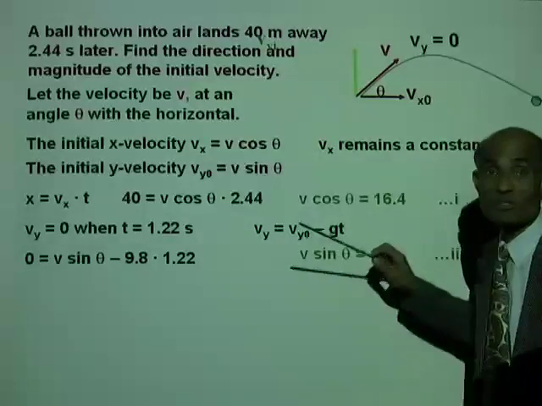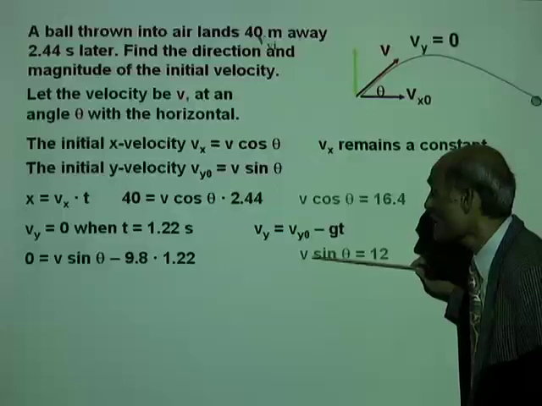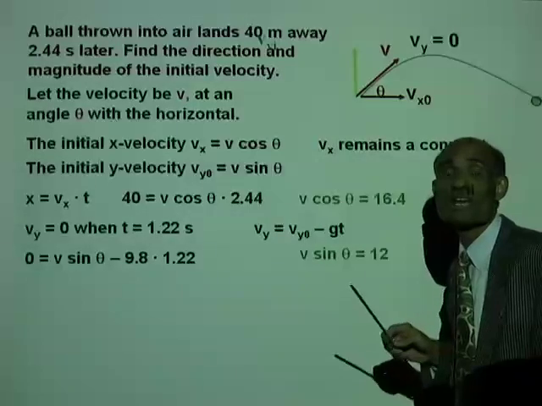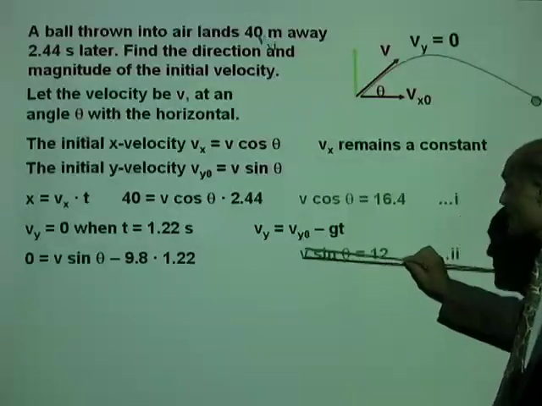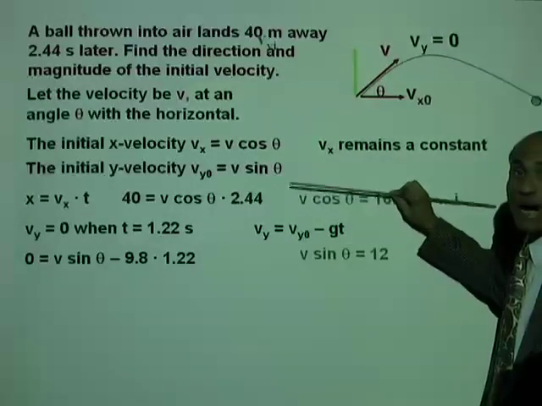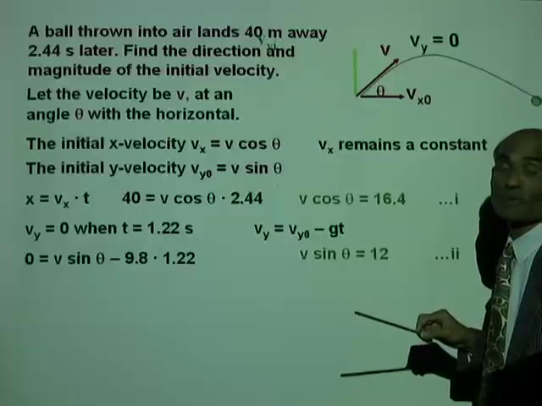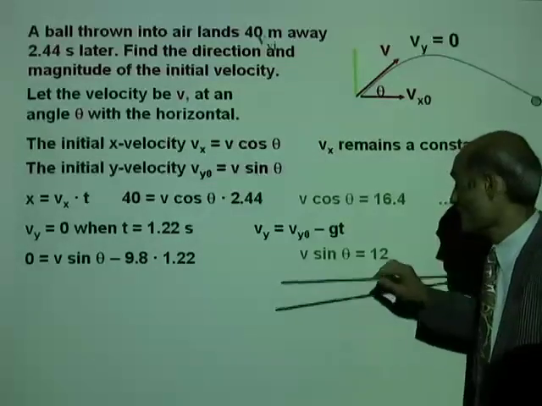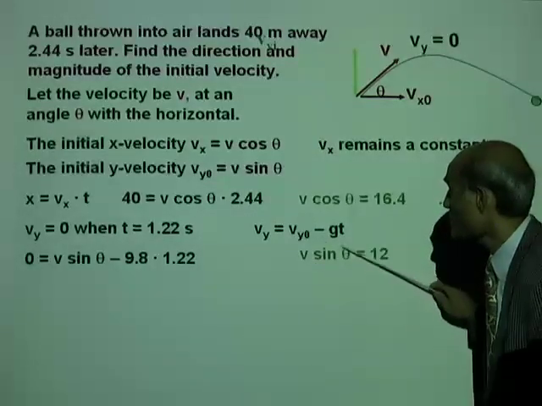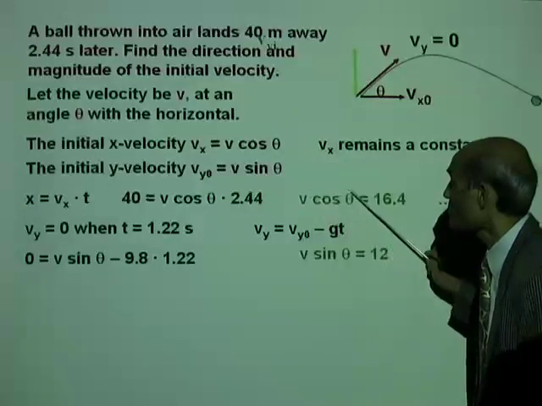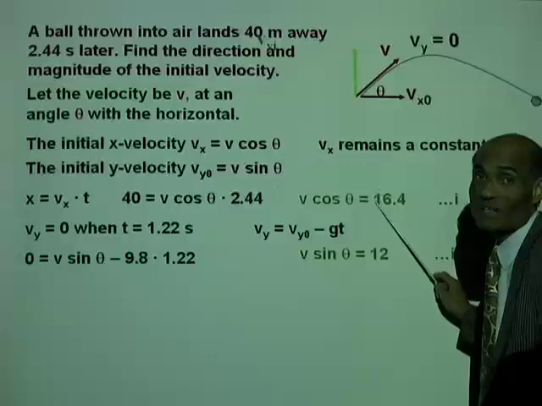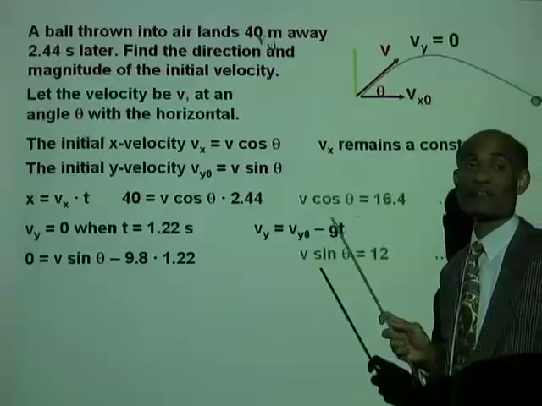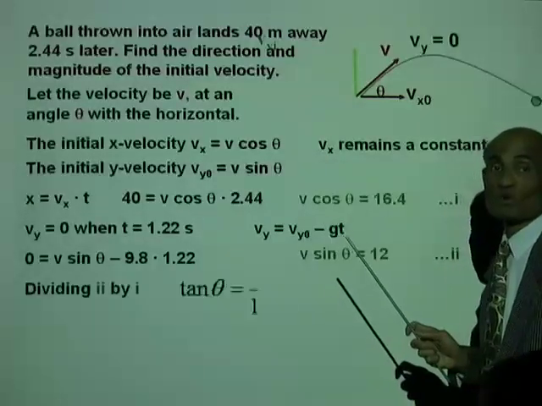If you know your trigonometry, you know that sin theta divided by cos theta is tan theta. So what happens if you divide equation 2 by equation 1? I hope you understand what I'm saying. Divide the left hand side of equation 2 by the left hand side of equation 1 and divide the right hand side by the right hand side of equation 1. So what do we get?